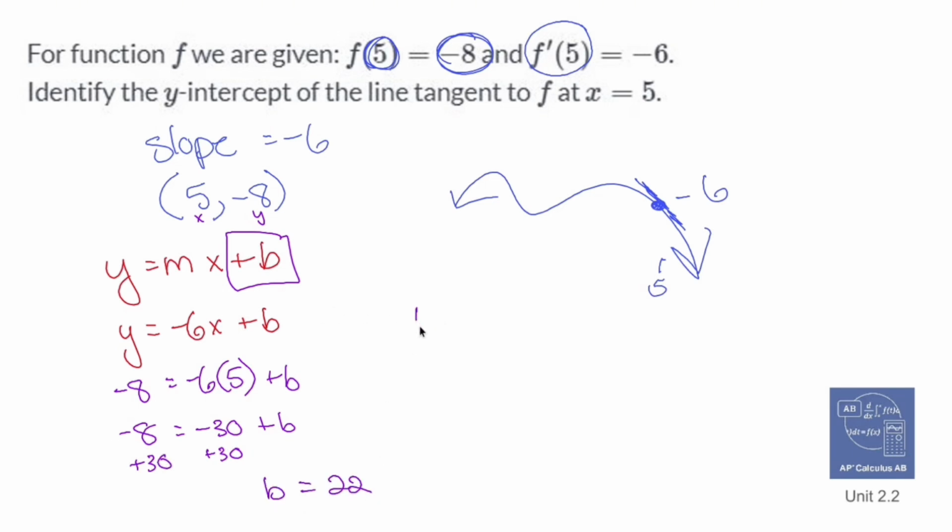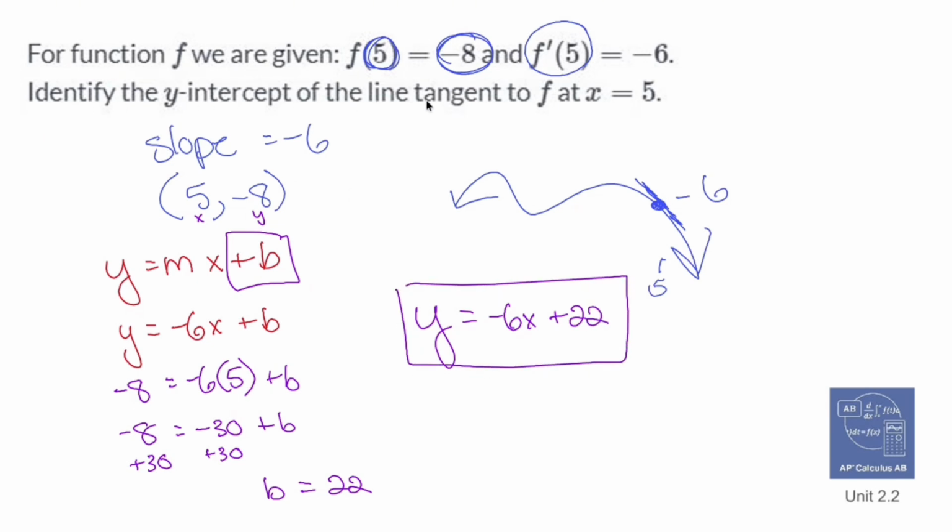So just for funsies, the equation that I would get would be y equals negative 6x plus 22. In my case, the y-intercept of the line tangent to f at x equals 5 is going to be that number 22. Okay? That's how you do it.